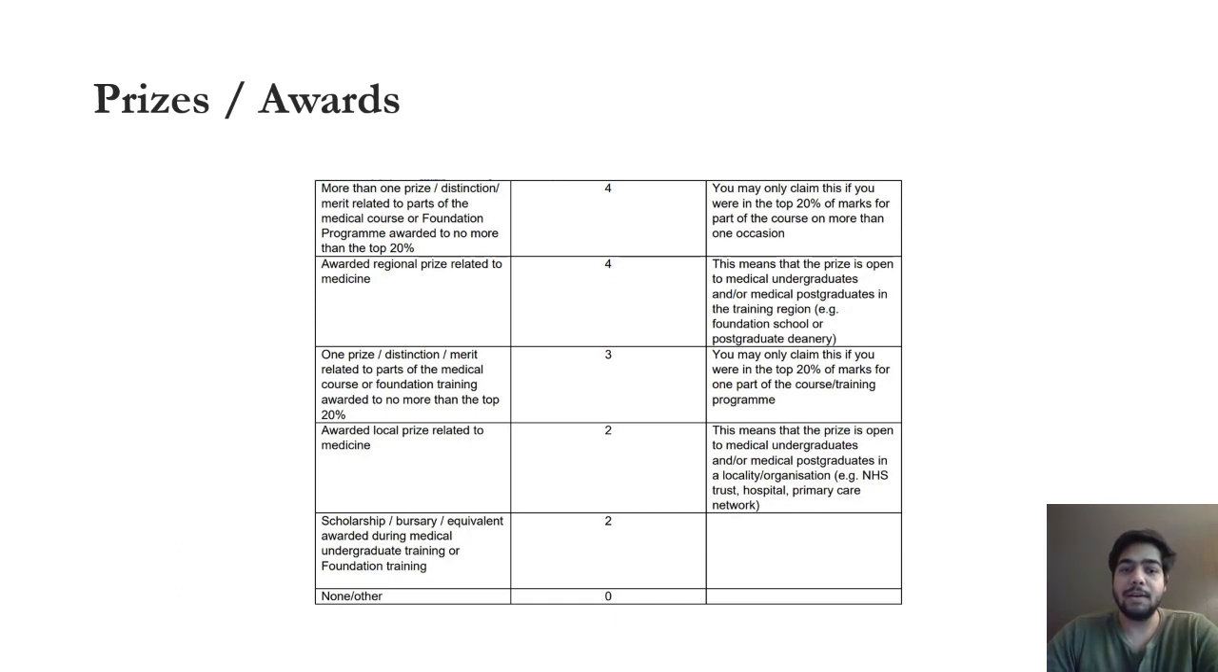If you have been awarded a regional prize related to medicine, you get a score of 4. If you get one prize which is related to the parts of your medical course or foundation training and it is not awarded to more than the top 20%, then you get a score of 3. If you have been awarded a local prize related to medicine, you get a score of 2. If you have a scholarship or equivalent which is awarded during medical undergraduate training or foundation years, then you get a score of 2. And if you have none of the prizes, you get a score of 0.